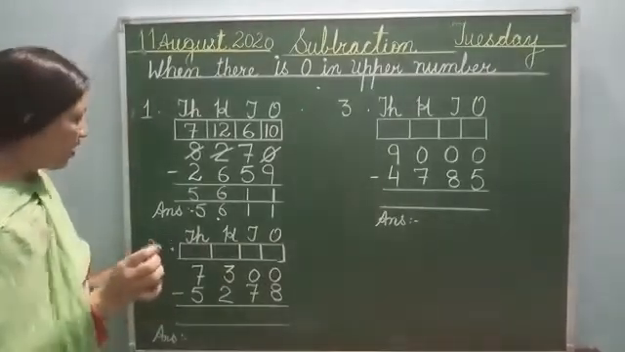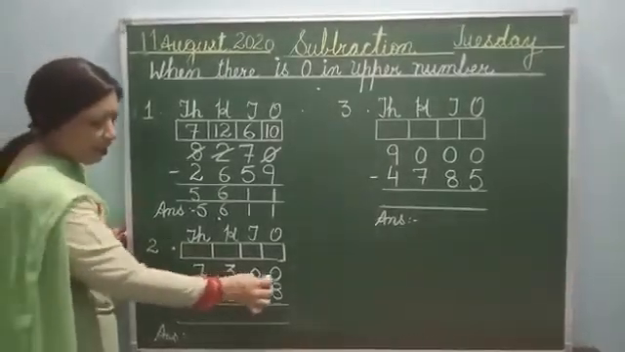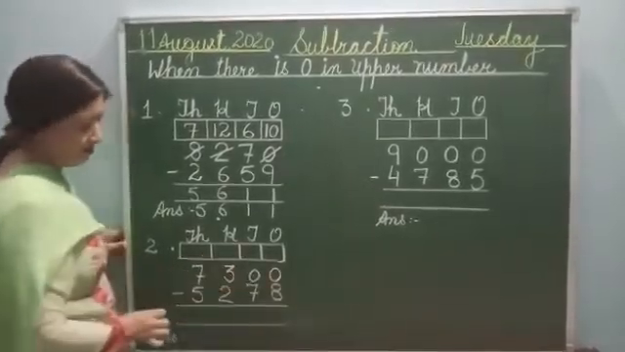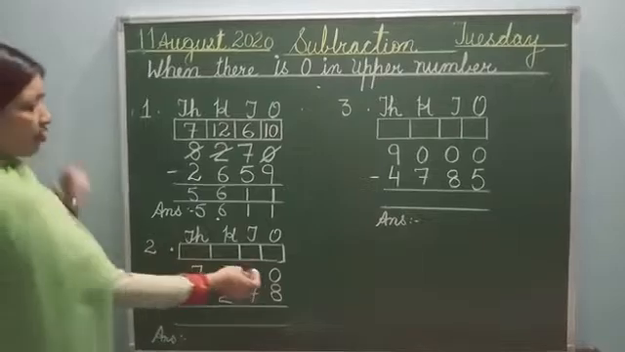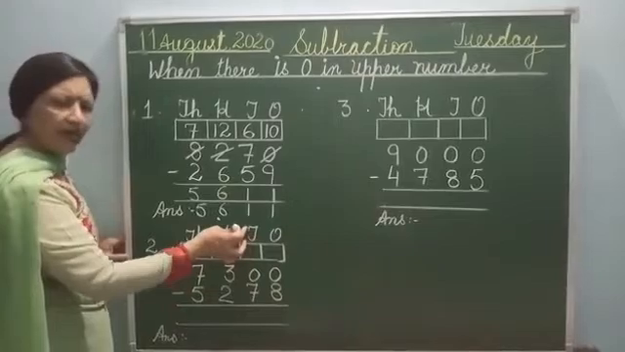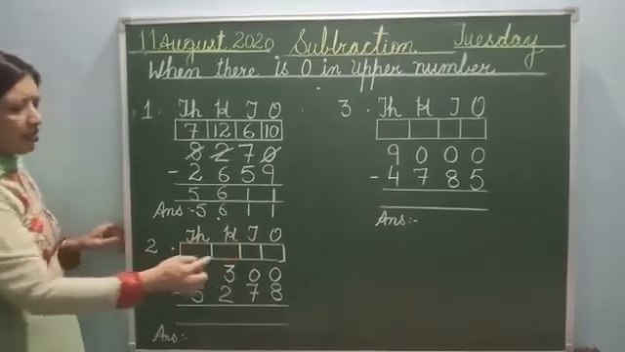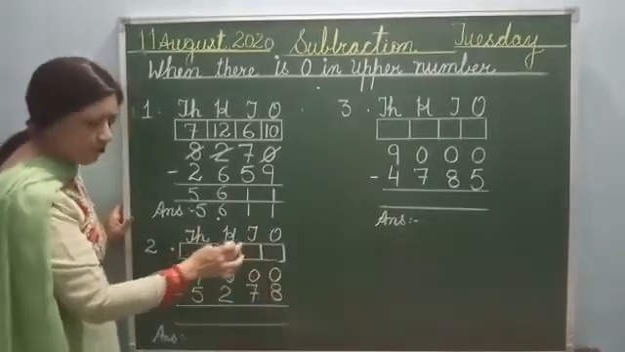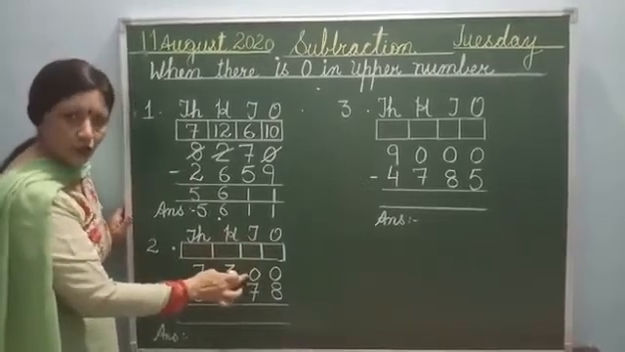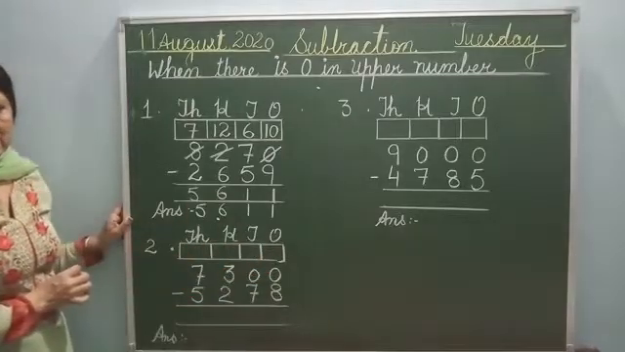Is it clear? Now the next sum is 7300 minus 5278. Now there are two zeros. One 0 is at ones place and second 0 is at tens place. Now what will happen? This 0 will borrow 1 from next digit. But second digit is also 0. So it can't give 1 to the first digit.